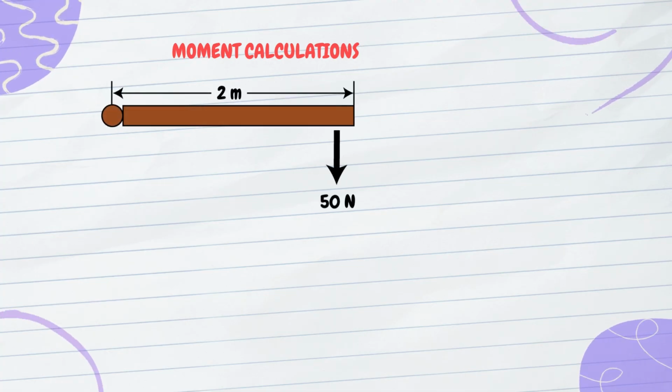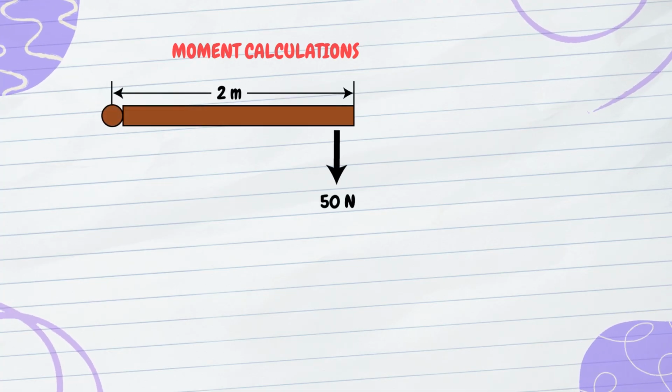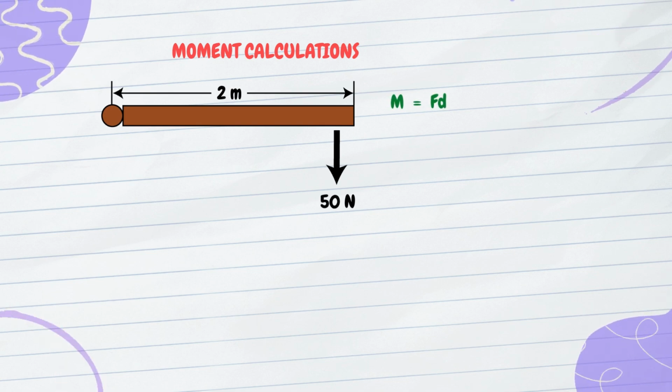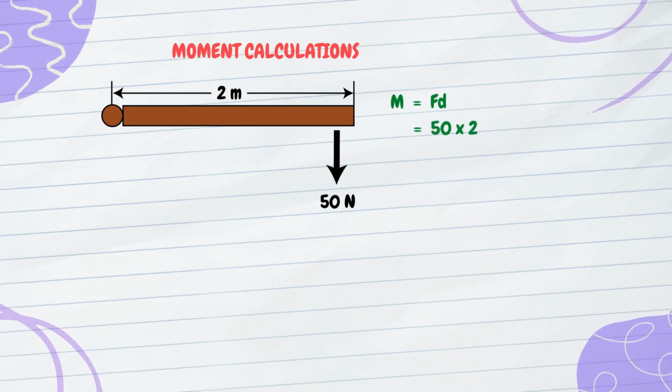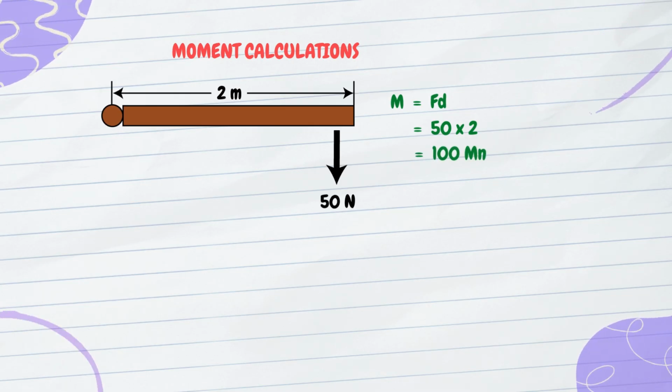The image depicts the moment of force. If 50 newtons is applied 2 meters from the pivot, what is the moment of force? Moment is equal to force times distance. The force given is 50 newtons, and the distance is 2 meters. 50 times 2 gives 100 newton meters as the moment of force.